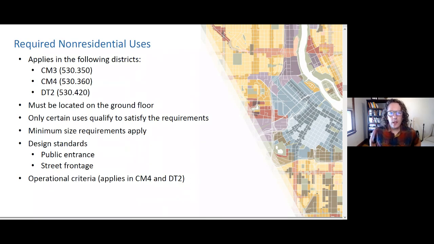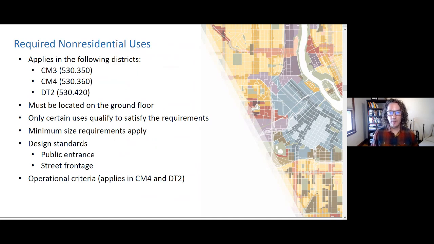Last thing I'll cover here is that a new provision in the code requires non-residential space and uses in the CM3, CM4, and DT2 districts. These operate similarly to the way the old Nicollet Mall overlay did, which has been replaced. That overlay was removed. These regulations apply in areas of high existing commercial activity and areas where we want to encourage that pedestrian-focused commercial activity in the long run.